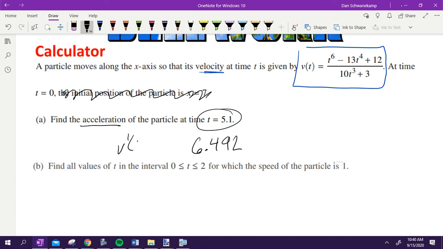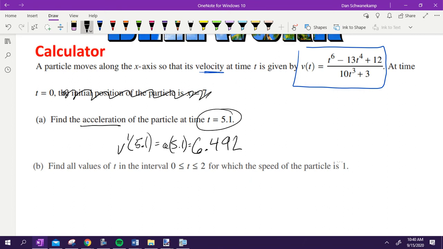We found v prime at 5.1. Or you could write a at 5.1 because they know that you know that the derivative of velocity is acceleration. But you need to have some sort of label with it. You can't just put a number and put a circle around it. You got to say what it is. Questions on A.